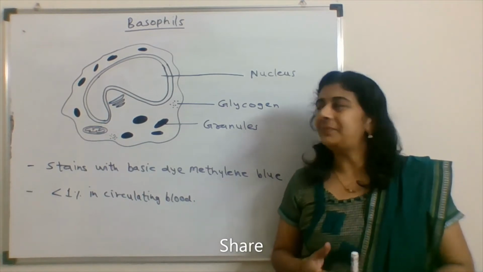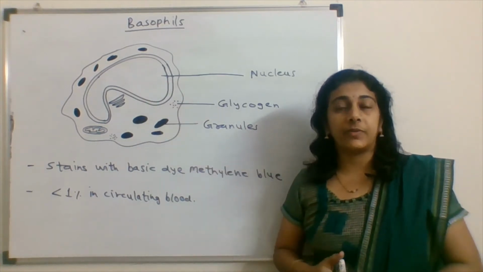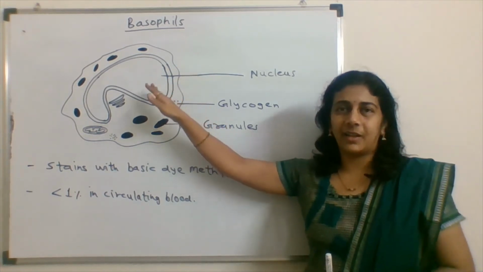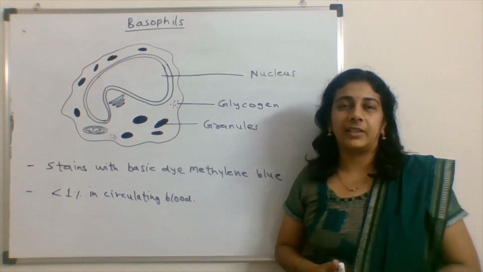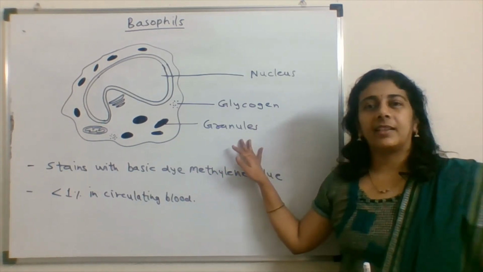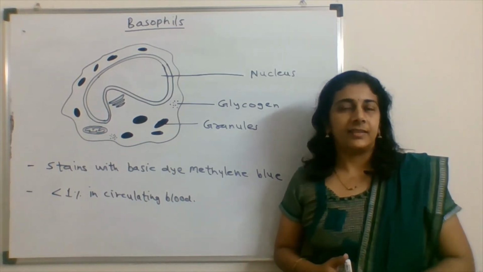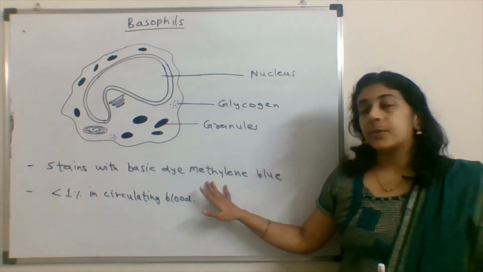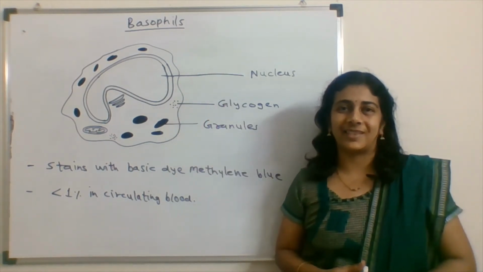Yes, the next one are basophils. These have a lobed nucleus, as the eosinophils had a bilobed nucleus; basophils have a single lobed nucleus. Then glycogen is there for providing energy, and granules are there in basophils. These are non-phagocytic cells; they don't work as phagocytic cells. These stain with a basic dye, methylene blue, and that's why we call them basophils.